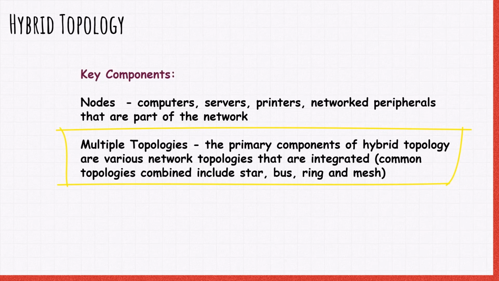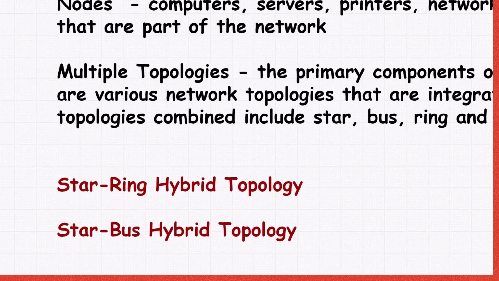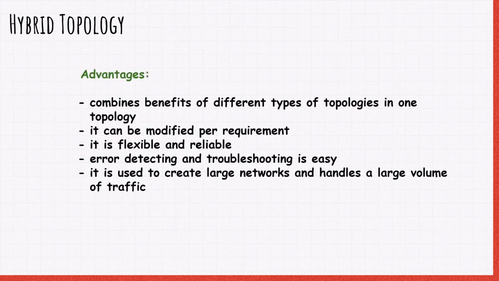Now, common topologies combined in hybrid networks include star, bus, ring, and mesh, and some common combination types of hybrid topologies would include star-ring hybrid topology and star-bus hybrid topology. And let's also mention some of the advantages, which are that this type of topology combines the benefits of other types of topologies into one single network.